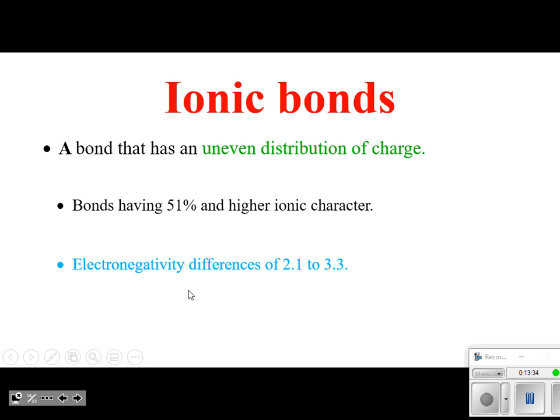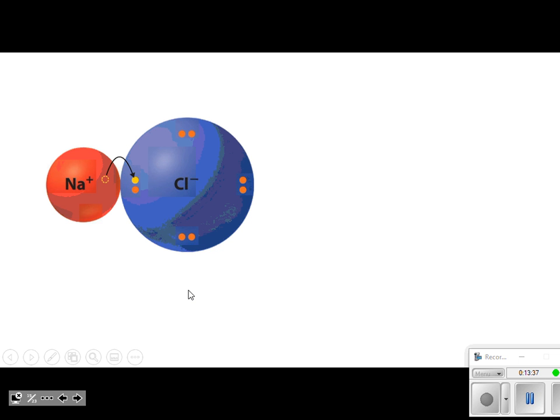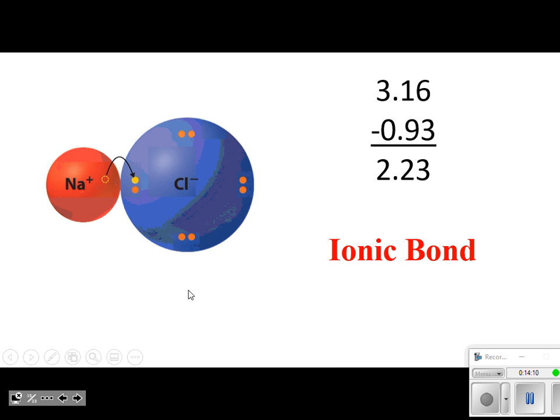All right, so as I'm looking at this, Gabe, what is chlorine again? Chlorine is 3.16. Okay, Landon, what is sodium? 0.93. So when I come up with my math on that, I get 2.23. Is 2.23 greater than 2.1? Yes, it is. So we'll throw that into the ionic bond.